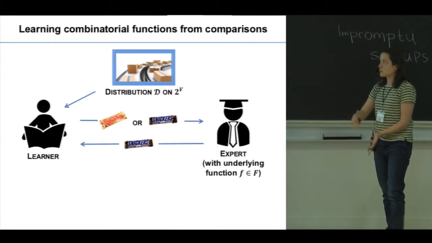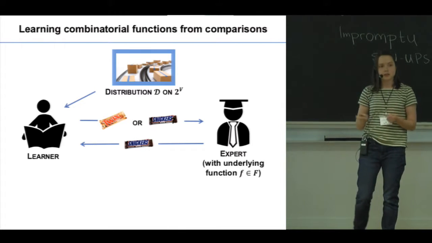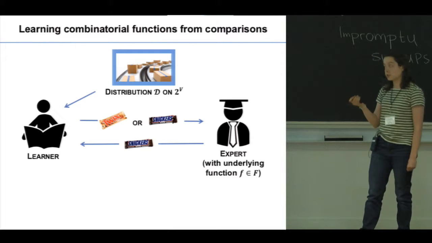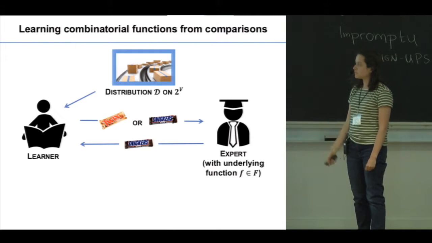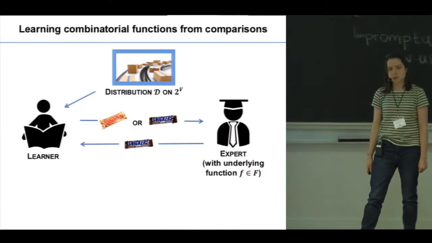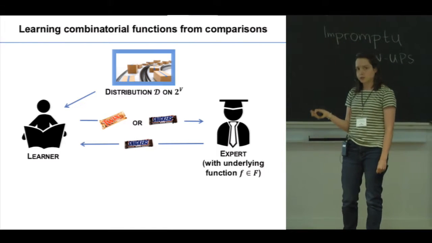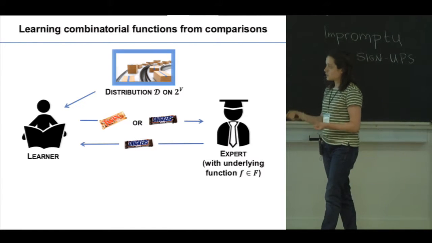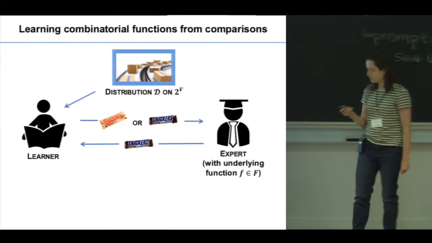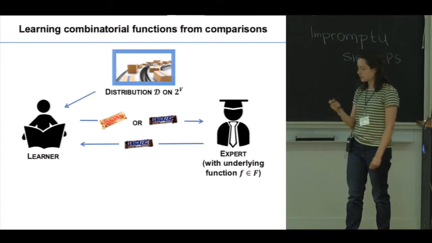So this motivates why we might want to learn submodular functions up to pairwise comparisons. Just to pin down the model here, we assume that there's a distribution on the set of all subsets over this ground set V, which is of size n. The learner receives samples from this distribution, and then it has access to a pairwise comparison oracle. The oracle takes as input two subsets and returns the one that it likes better, according to this underlying function f.